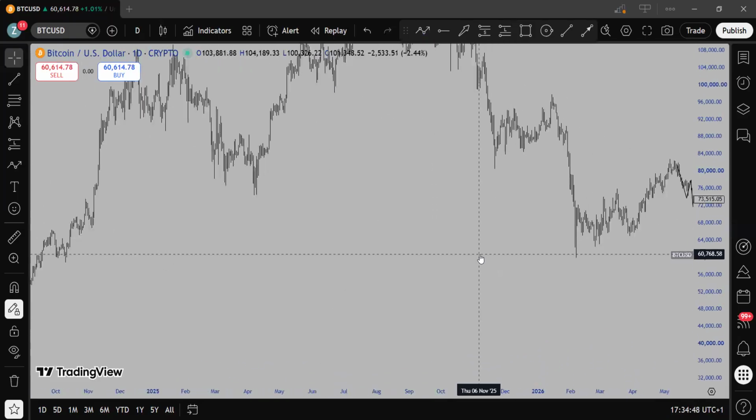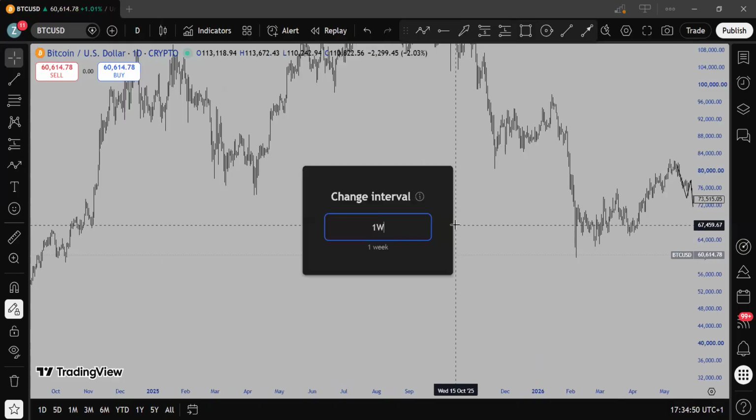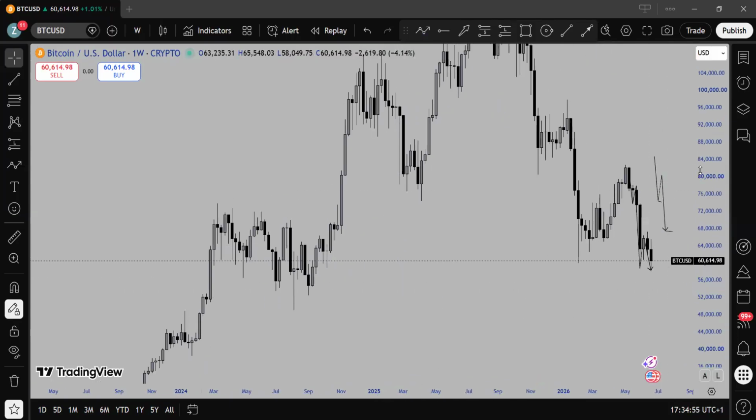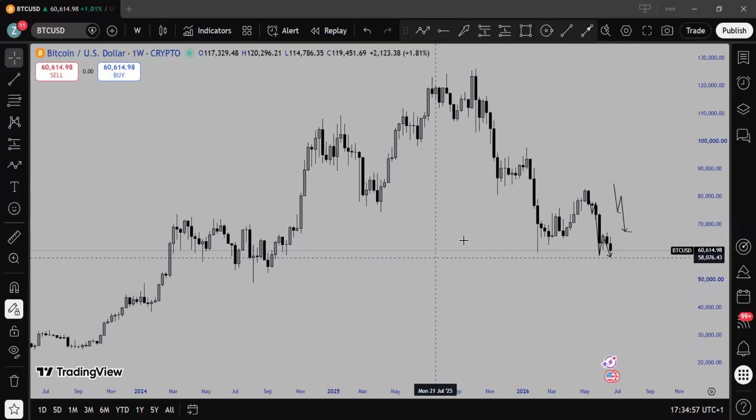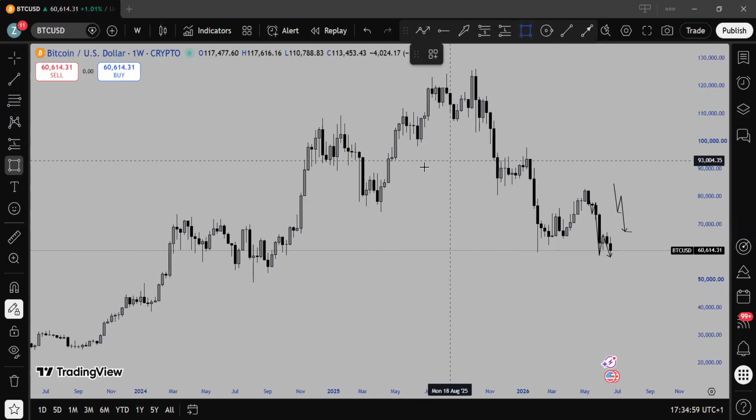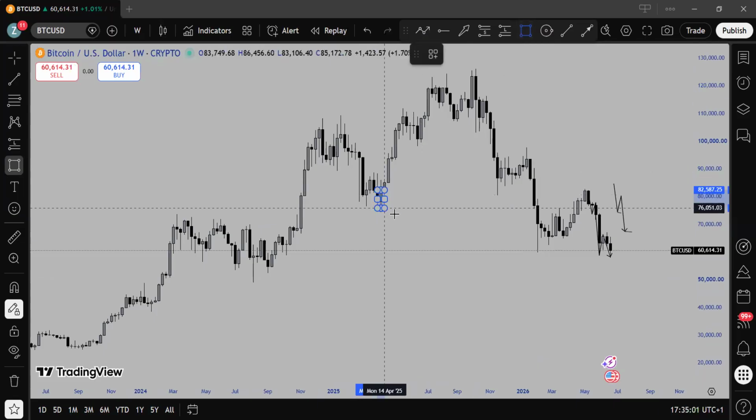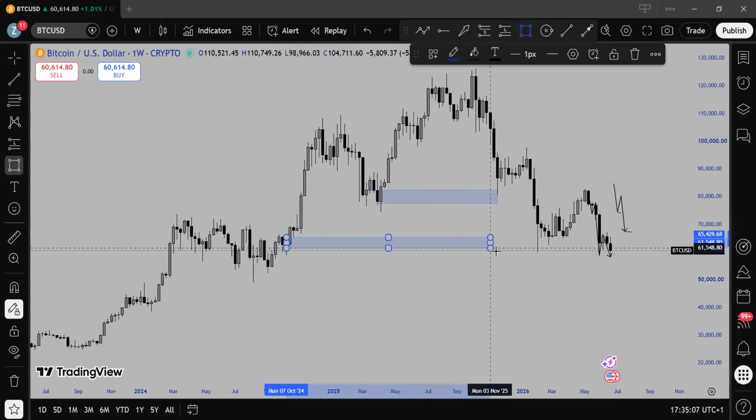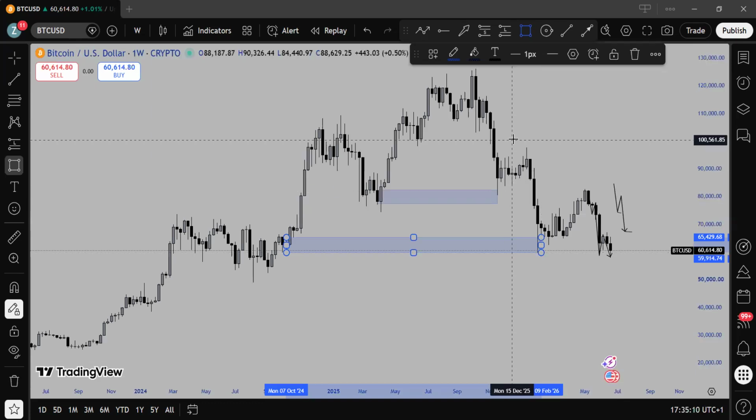Let me go to the higher time frame, weekly, but weekly and daily are almost the same. It's just that I want to see the lower chart on my screen. So the first thing you see is that every impulse, every correction move that comes, it's reacting from a zone. Right here, you see the market is reacting from these zones. That's when we get this correction move.